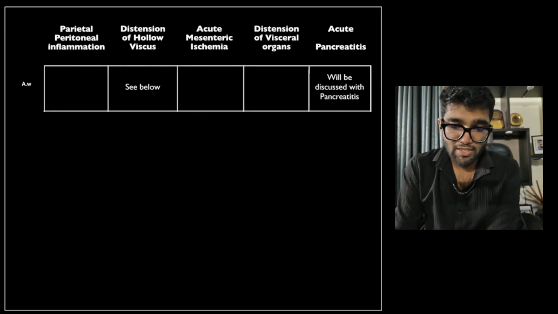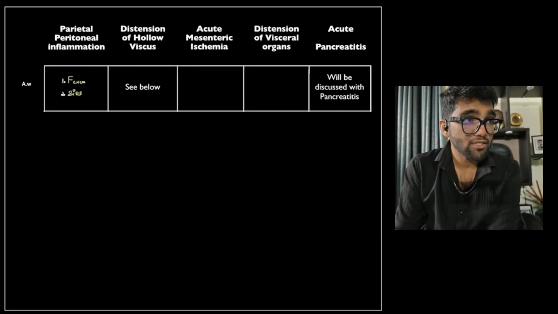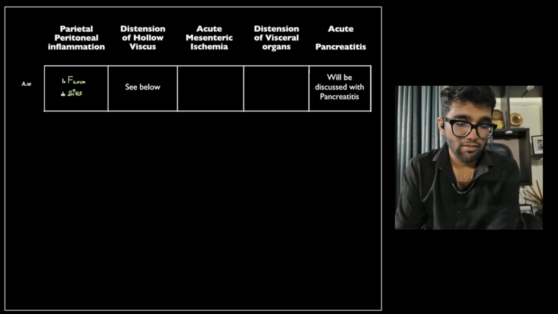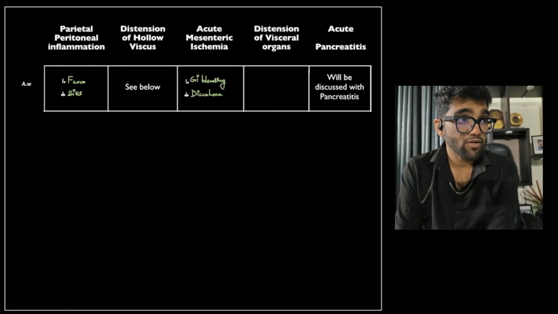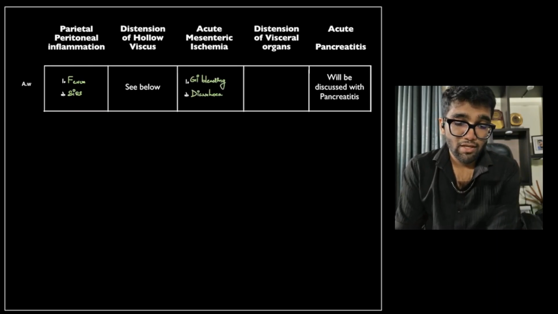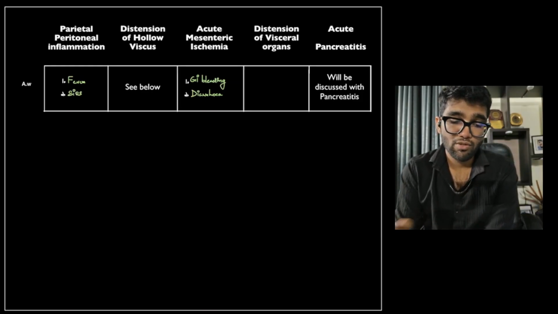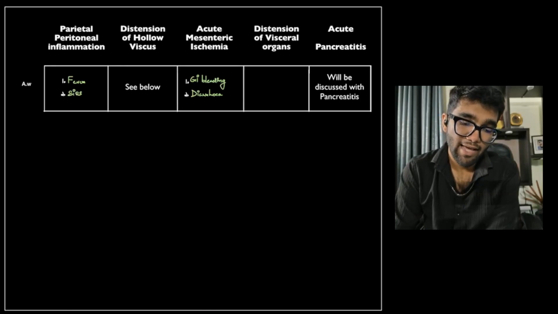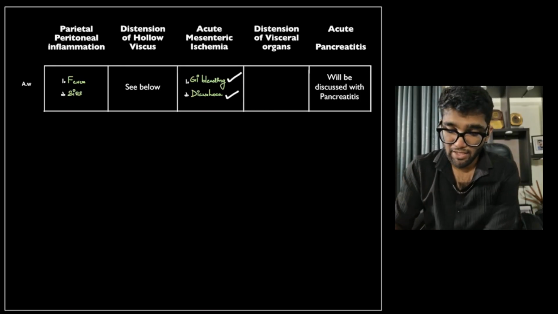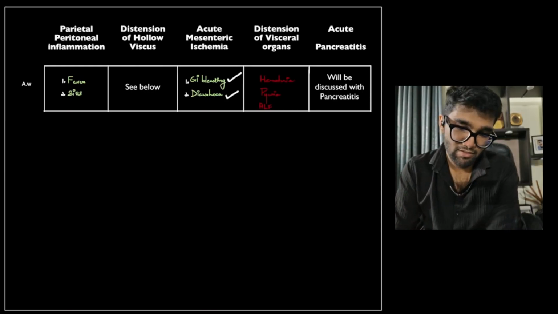Now, in case of associated symptoms, parietal peritoneal inflammation obviously, the patient is having an intra-abdominal collection. So the patient has fever and has systemic inflammatory response syndrome features. Again, that is to be expected. And in case of distension of hollow viscus, the associated features depend on which hollow viscus is obstructed. So we'll talk about that. And acute mesenteric ischemia, importantly, unlike the other causes, you routinely will get diarrhea, and you will get gastrointestinal bleeding. And I'll just discuss the details of that subsequently.